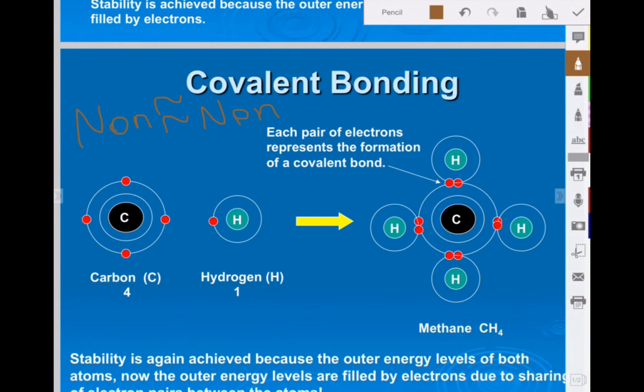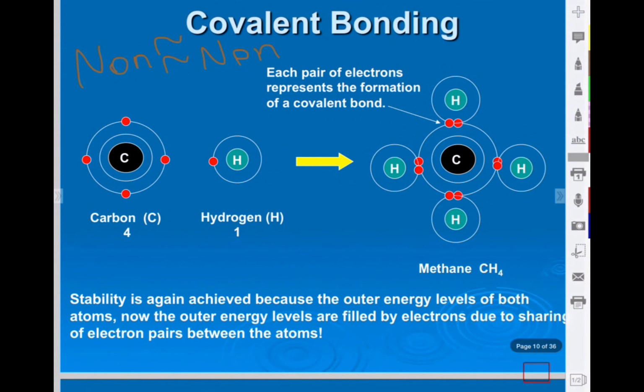Now, the thing about nonmetals is they want to share electrons. They tend to share them. Sometimes there's a little bit of hoarding going on, but they don't just give them away, right? They tend to keep them. Well, when you look at hydrogen, it's got 1 electron to share. And carbon, well, in its outer shell, it's got 4 electrons to share.